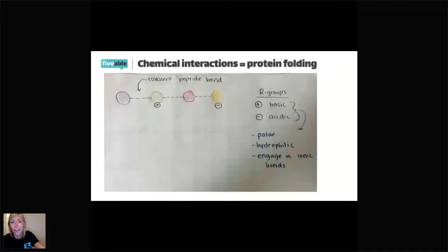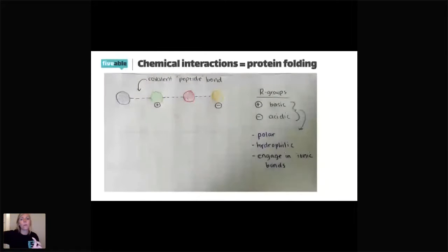Good, Ida. They're going to attract, right? So positive and negatives are going to attract. And what's cool about protein folding is that, let's say you have a string of 20 amino acids. You start to have these interactions between R groups, right? Let's say I have a positive and negative on opposite ends or near each other. They're going to be attracted to one another, right? They're going to bend down.